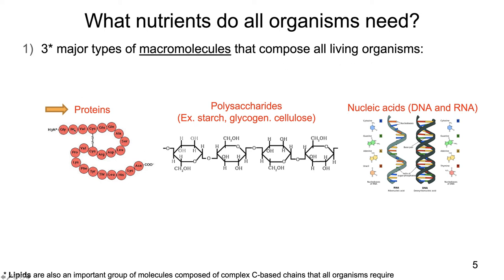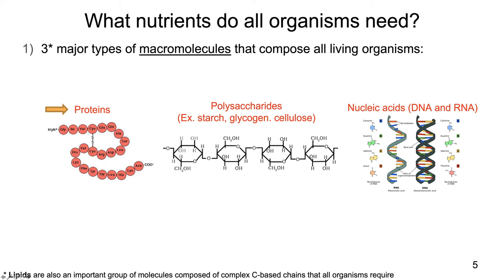So here we're looking at a string of amino acids that make up a protein macromolecule. Polysaccharides are a second example of a macromolecule. So polysaccharides are things like starch, glycogen, cellulose. Saccharide means sugar, poly means many, so it's many sugars that are linked together here in these chains. This is an example of a polysaccharide. And these are once again our important macromolecule that compose all living organisms.